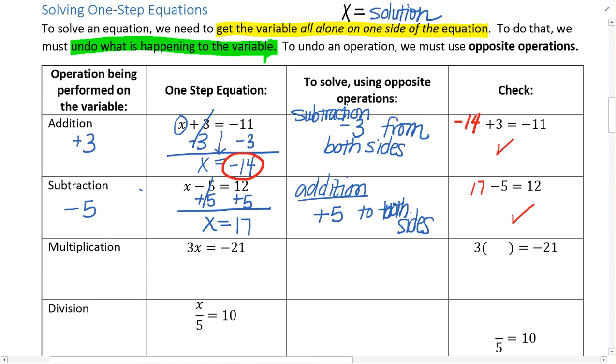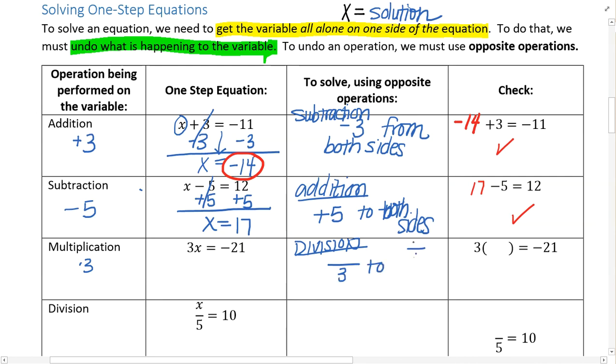All right, then we have multiplying. Here we have 3 times x. Even though we don't have a symbol here, this is multiplying. I can put a dot there if I want to. But anytime you see a number and a variable next to each other without any symbol in between, that's multiplying. So we're multiplying times 3. The opposite of multiplying is dividing, or division. So we're going to divide by 3 on both sides.